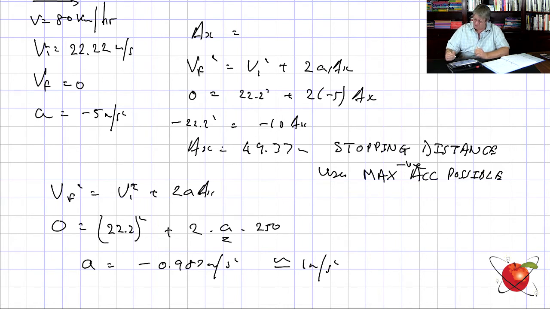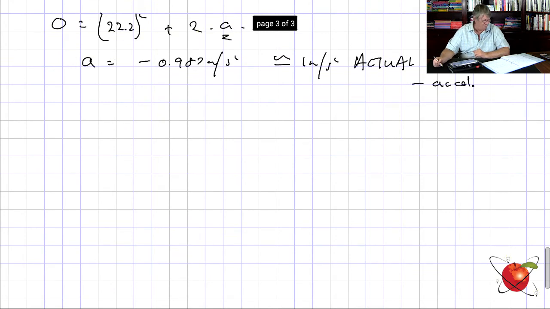So 1 meter per second squared is the actual braking, a negative acceleration, with the maximum being minus 5. We therefore obviously will stop well in time.